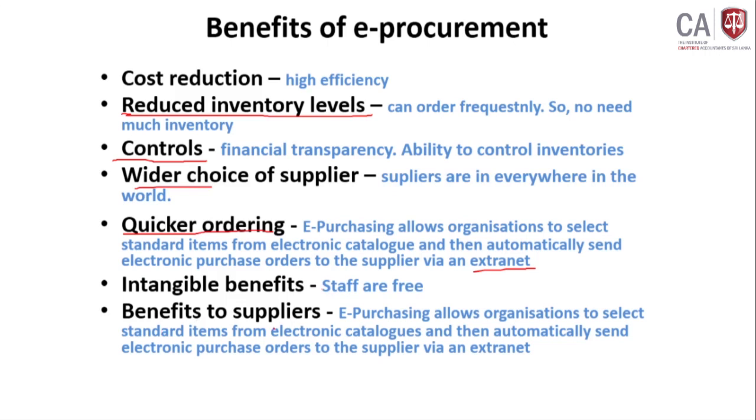Benefits to suppliers. There can be so many benefits to the suppliers. E-purchasing allows organizers to select standard items from the electronic catalog and then automatically send electronic purchase orders to the suppliers via an extranet. So for the suppliers also, from their side, it is very easy to supply the products because they don't need to worry about the other manual processes. Now everything is online. Their costs also get reduced.